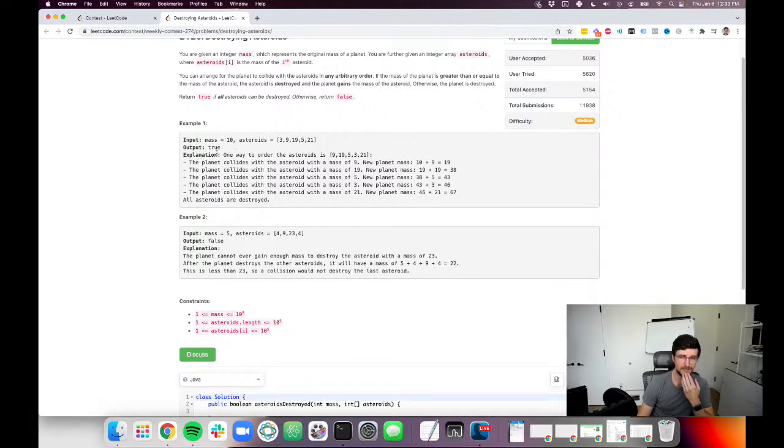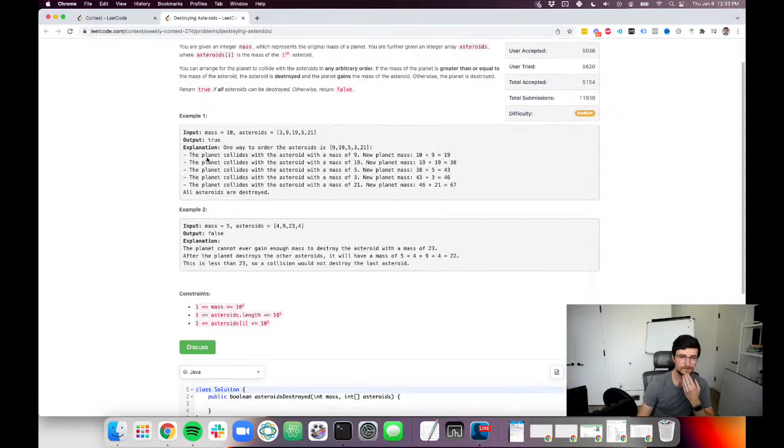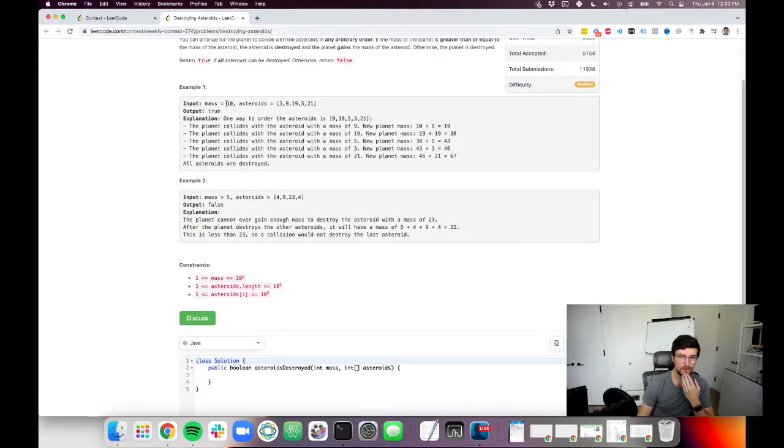So basically, when we collide with a small asteroid, we gain mass, and when we collide with a large asteroid, we can be destroyed. So if we ran this planet into an asteroid of size 21, we would be destroyed. If we ran it into this 19, we would be destroyed. But if we do, in this case, 10, 9, 19, what was it? Yeah, 19. Oh, and if they're the same size, that's okay.